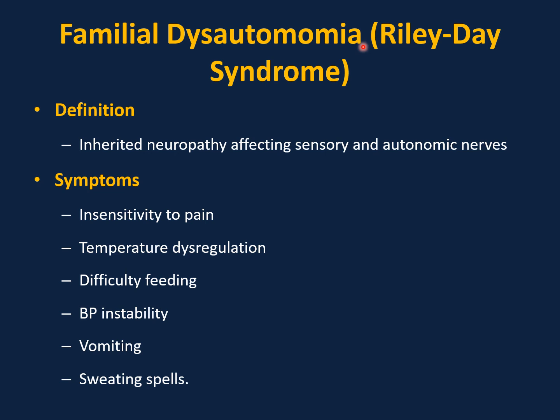Familial dysautonomia. Definition is inherited neuropathy affecting sensory and autonomic nerves. So the clinical presentation is insensitivity to pain, temperature dysregulation, difficulty feeding, blood pressure instability, vomiting, and sweating spells.